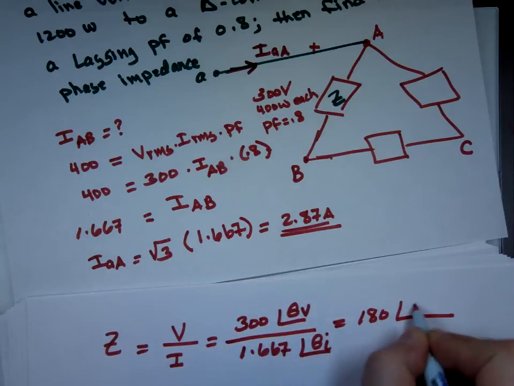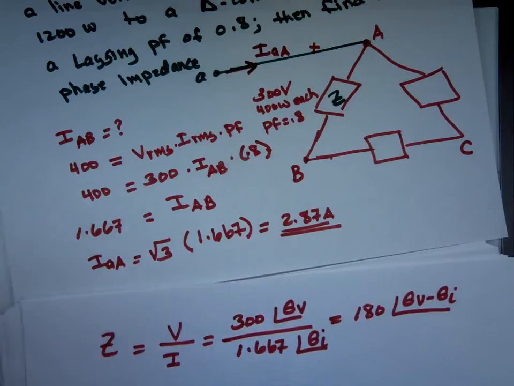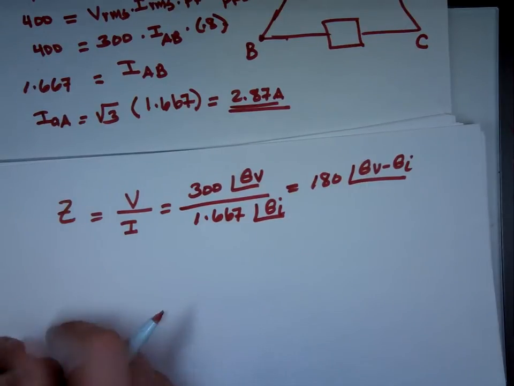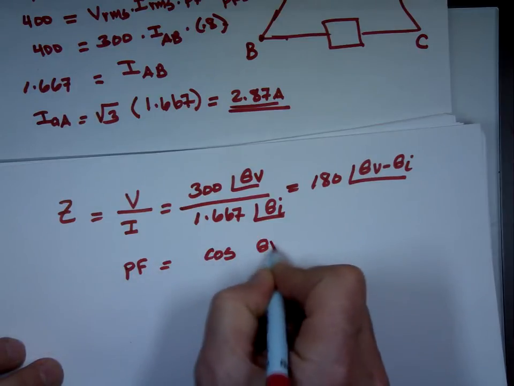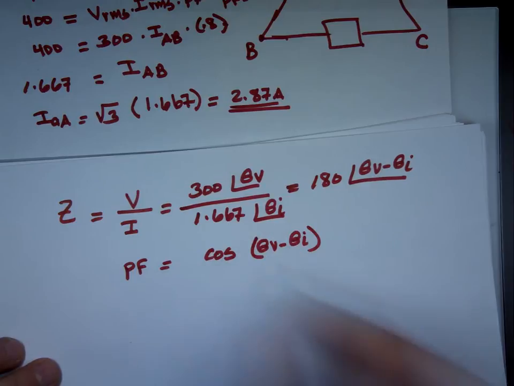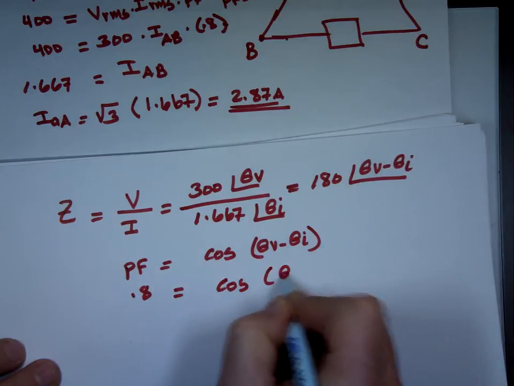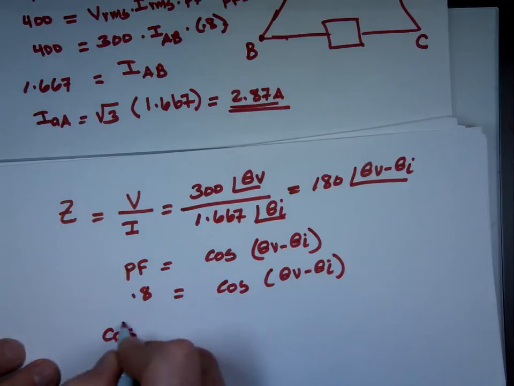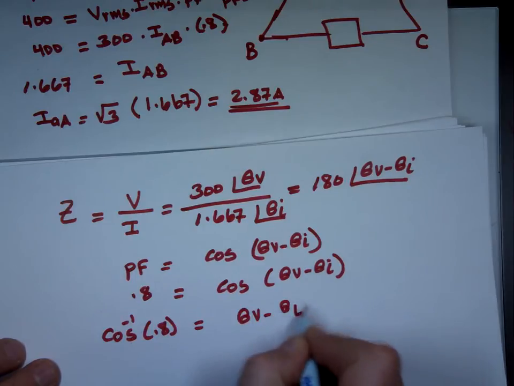Don't you subtract theta V minus theta I? Wait a minute, I know what that is. That looks familiar. What's the power factor? Isn't that cosine of theta V minus theta I? And my power factor is 0.8. And we take the inverse cosine of 0.8. And is that 37 degrees?